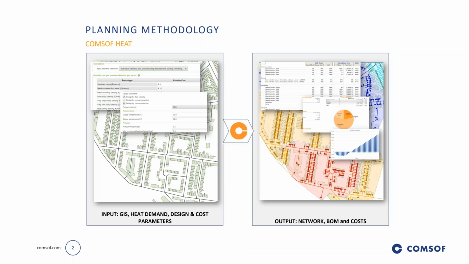Now, getting heat demand data for your district is usually a challenge. Utilities can't share the energy consumption data because of privacy reasons and, more specifically, the GDPR regulations. But now with Hotmaps, we will show you there is a reliable source of data to estimate the heat demand for buildings. So in this webinar, we will explain how to extract data from Hotmaps and how to use this to size district heating networks with Comsof Heat.